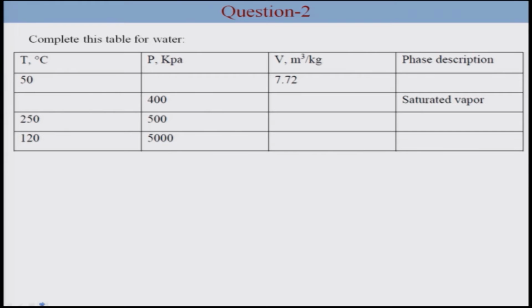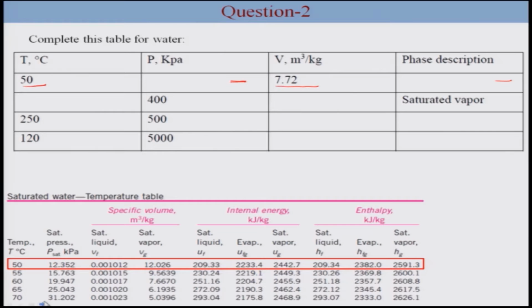Moving on to the next question, we need to complete this table for water. So, few properties are given and we need to find out the other properties with the help of steam table. In the first, the temperature is given to be 50 degrees Celsius and specific volume is given 7.72. We need to find pressure and the phase. So, if we look into saturated water table at this 50 degrees Celsius, we find that the specific volume which is given lies between Vf and Vg. It means that this is a mixture of saturated liquid vapor.